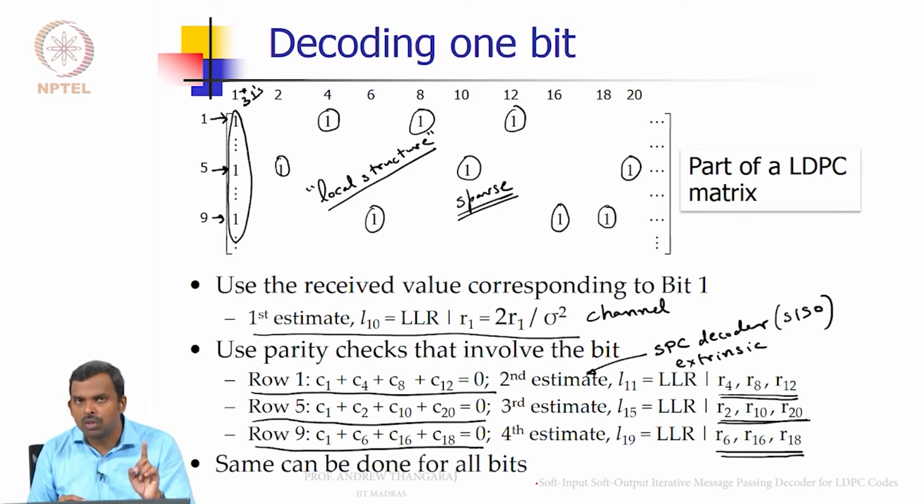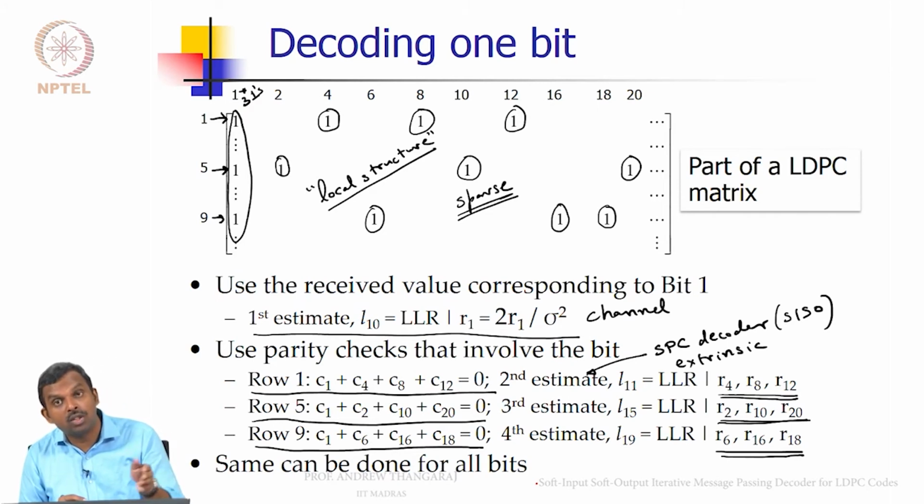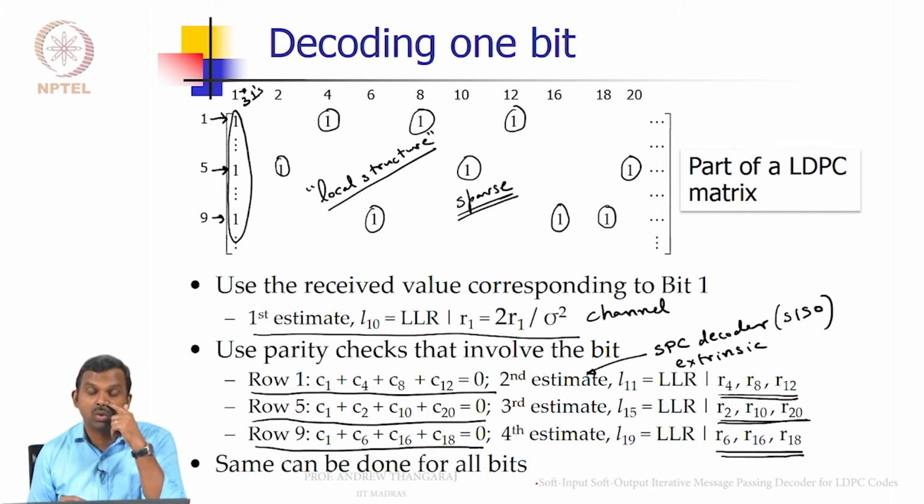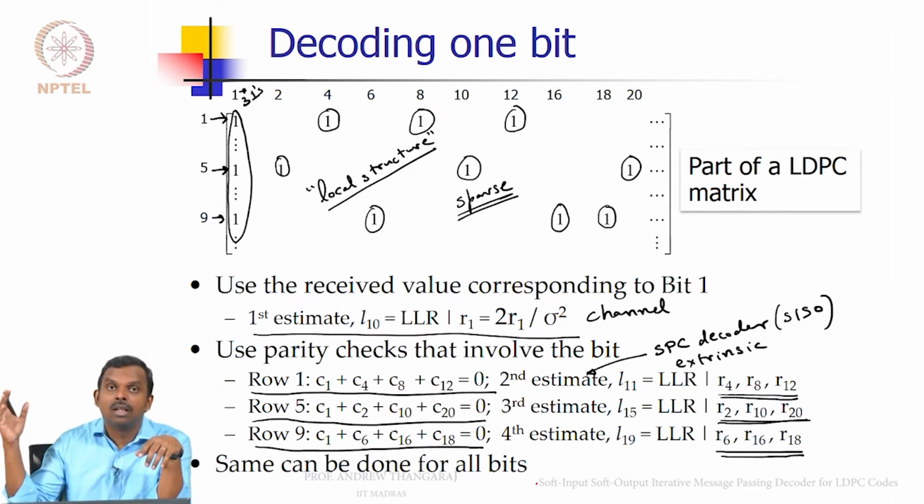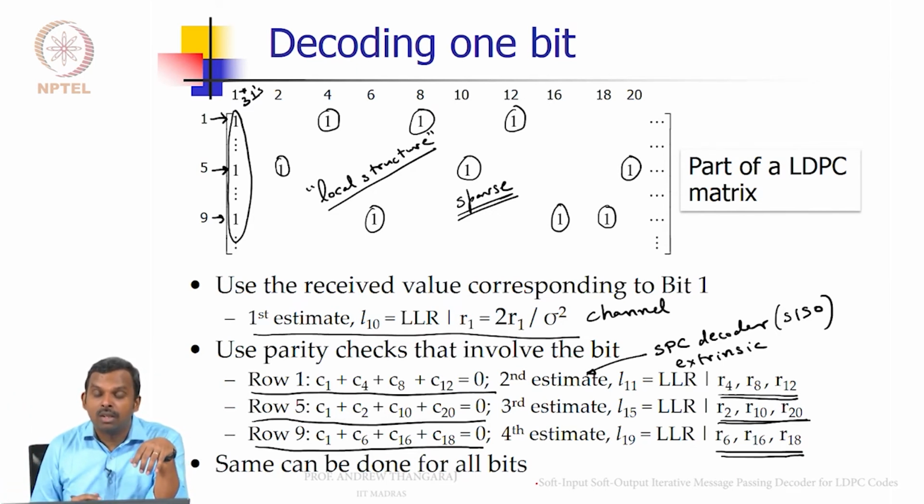Now, this is not the whole story. The local structure only conveys partial information. You are still not connected to the rest of the bits in the code word or the received values. Only the first 20 or so received values are being used here. In fact, not even 20, 3, 6, 9, 9 other received values are being used here. This code might be 2000 bits long. So, you have to use the other received values as well, but you want to do it efficiently.